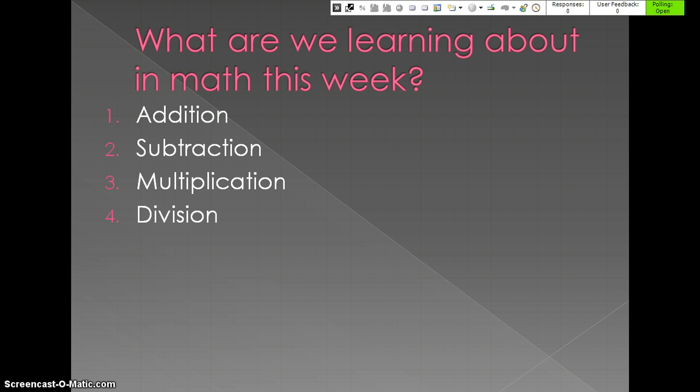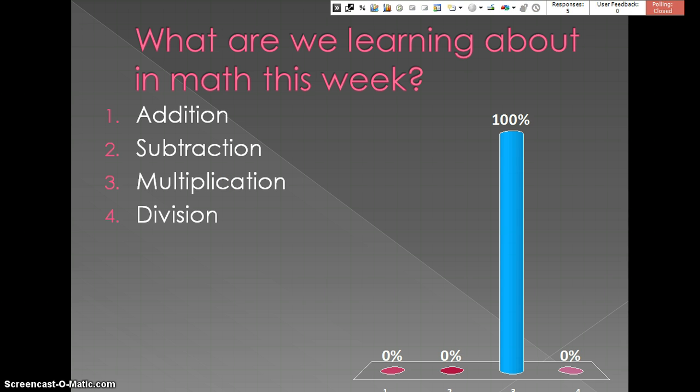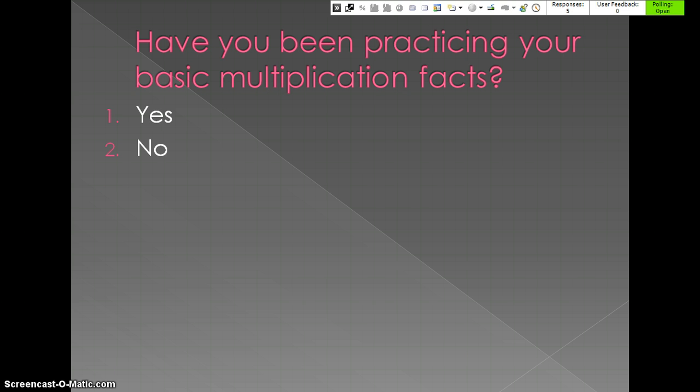All right, now we're starting to get into some correct and incorrect questions. We'll see how well you know what is going on. First of all, what are we learning about in math this week? Hopefully you all get this question correct. And 100% of you chose option 3, which was the correct answer.